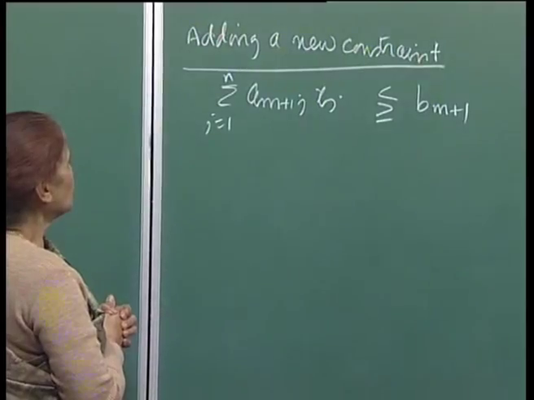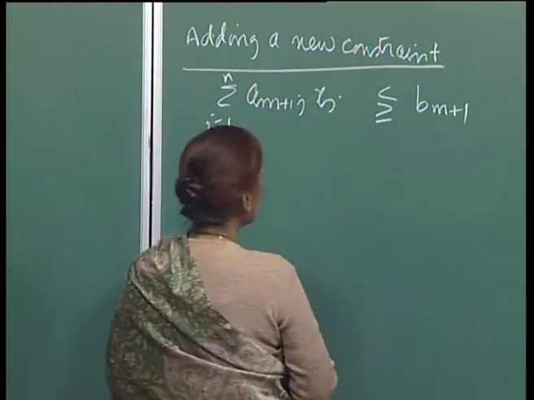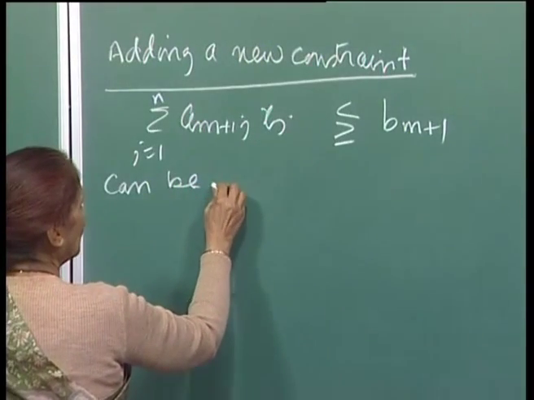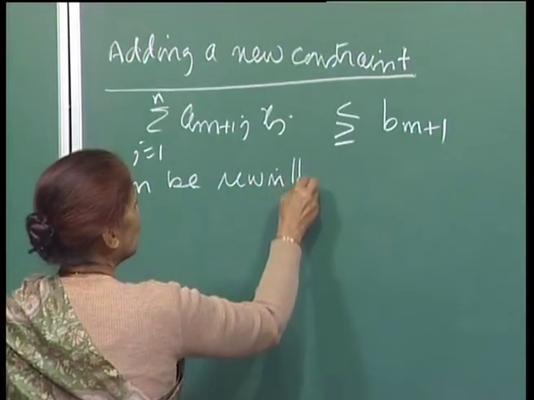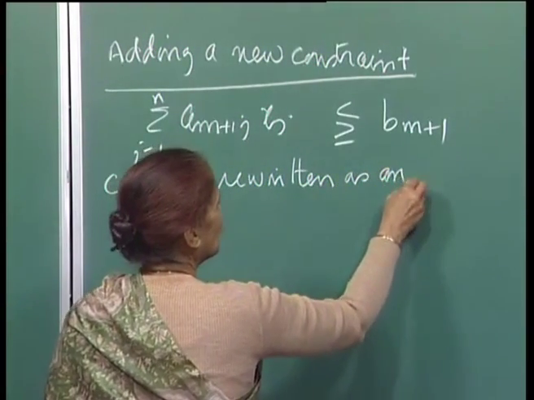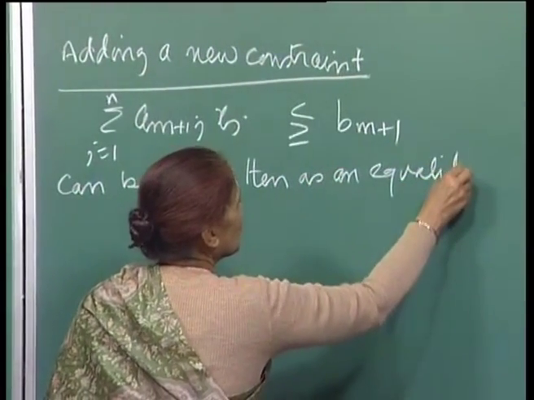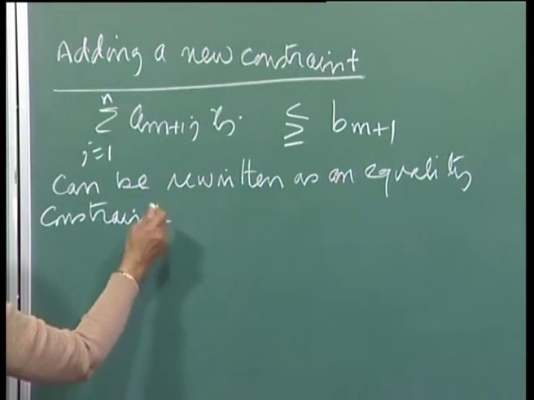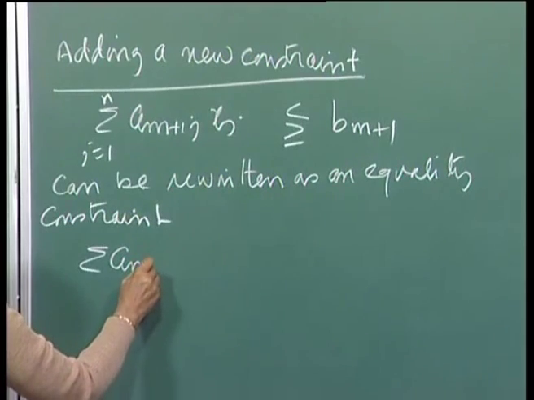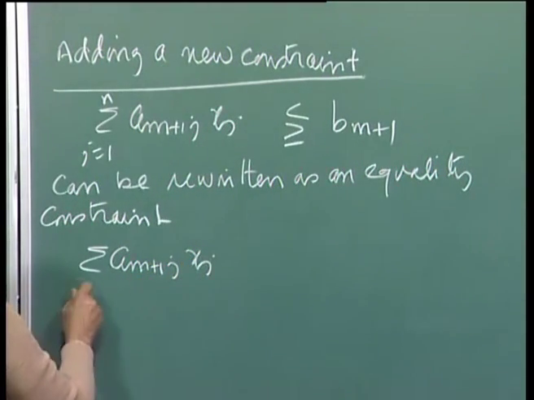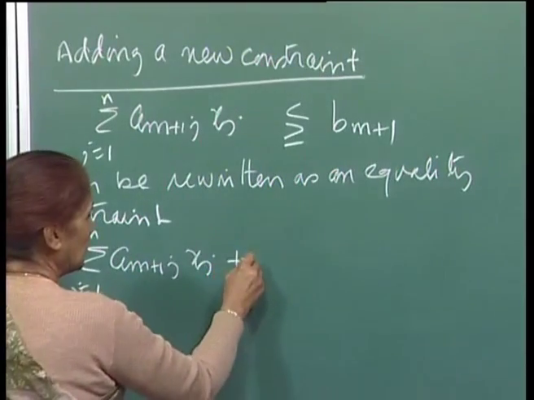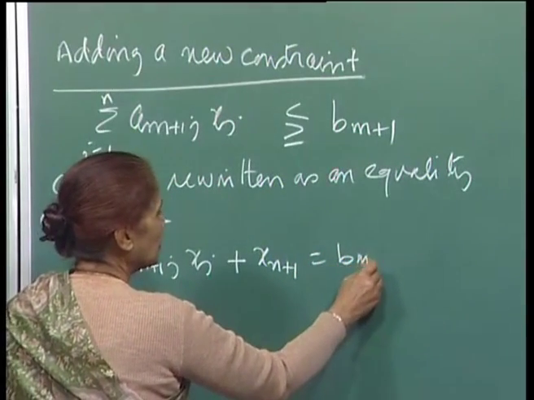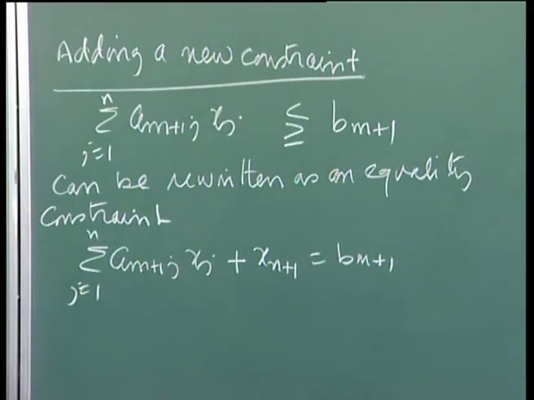So, then if you have a new constraint, you can convert it to equality. In case it is not equality, then it can be rewritten as an equality constraint, because you want an equality constraint, right. So, saying that summation a m plus 1 j x j, j varying from 1 to n, let me say it is a slack variable, it is the less kind. So, you are saying x n plus 1 is equal to b m plus 1. Yeah, now let us point out something here before I do this.